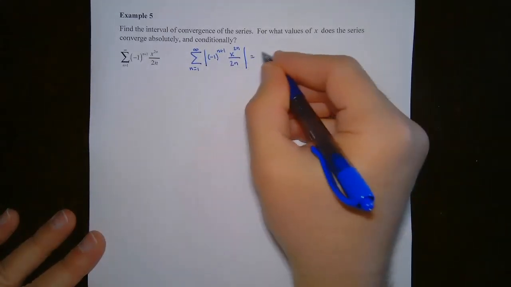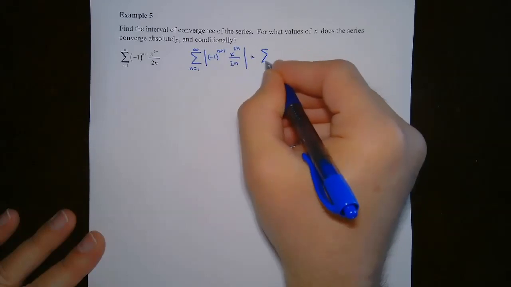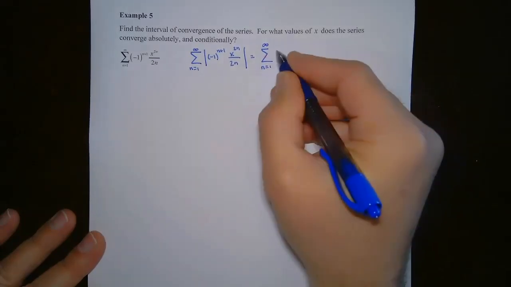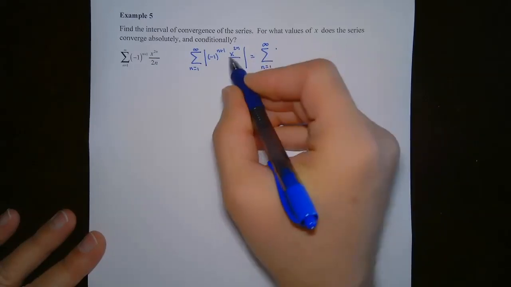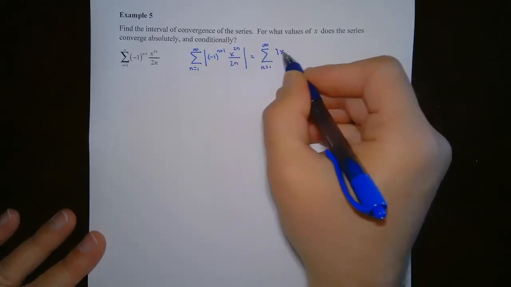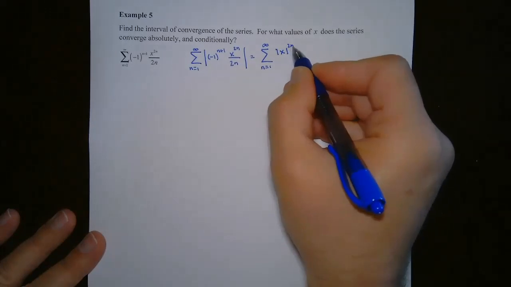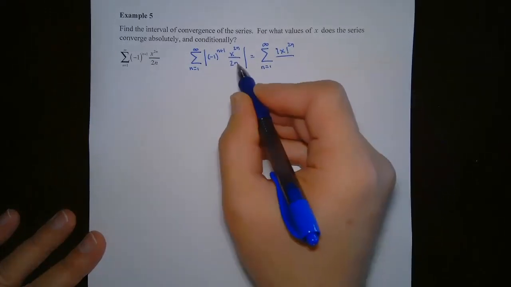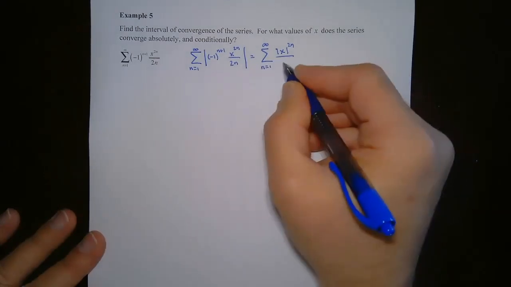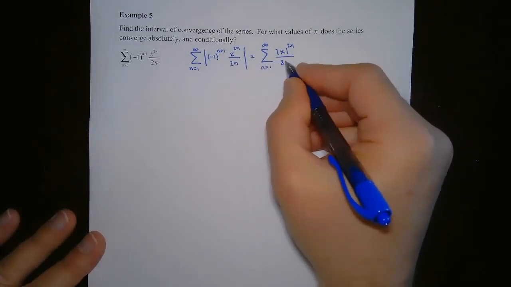And this becomes sigma n equals 1 to infinity of the absolute value of x to the 2n, which could be written as the absolute value of x raised to the 2n power, over 2n. The denominator is never going to be negative because n is starting at 1. So this is just 2n.